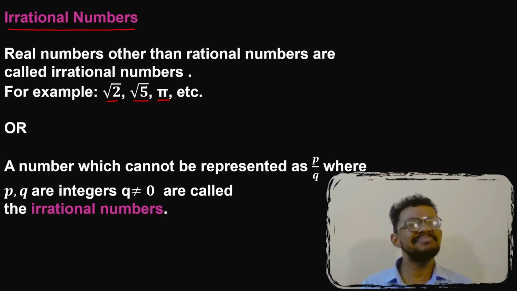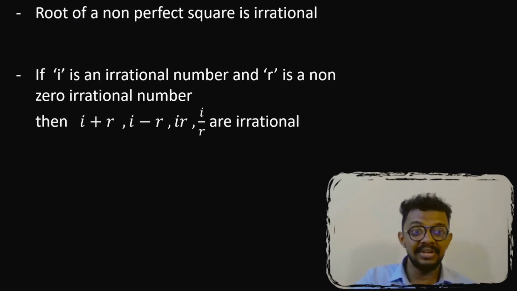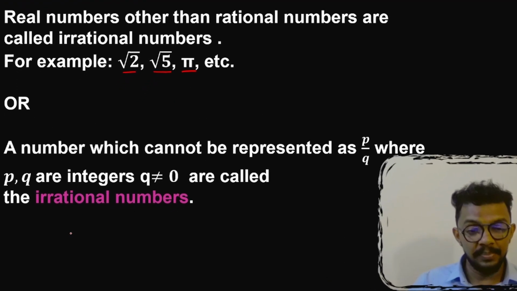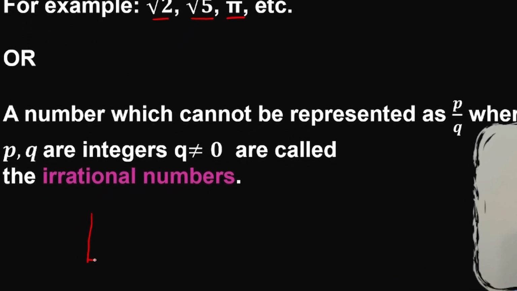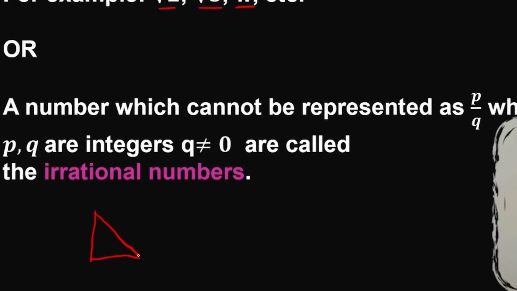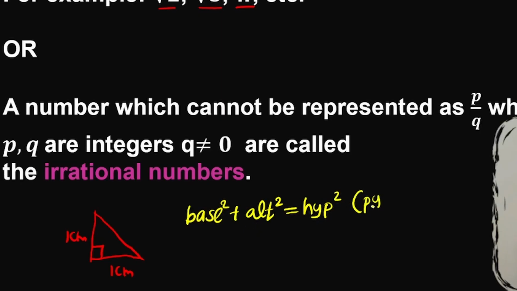The question is, do they exist? Actually, yes, they definitely exist. For example, suppose I have a right angled triangle. In that right angled triangle, the base is 1 centimeter and the height is 1 centimeter. Then what will be the hypotenuse? According to the Pythagoras theorem, base square plus altitude square is always equal to hypotenuse square.